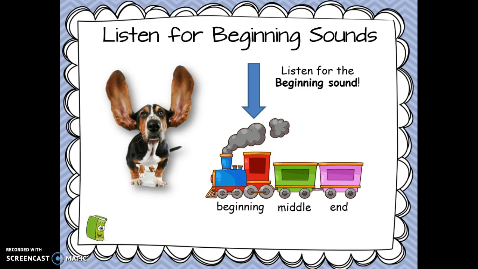The next word is thin. The beginning sound is th, th, th. The next word is Edward. And the beginning sound is eh. And our final word for this activity is what. And the beginning sound is wha. Wha.